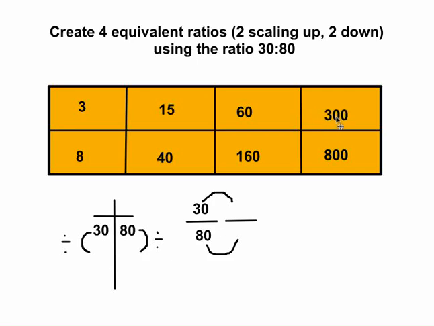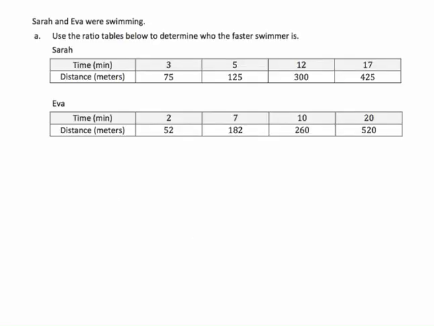It's useful when we start moving into the next task, which is starting to compare ratios that don't show that common relationship. An example of this is the next problem, which says use the ratio tables to determine who the faster swimmer is. At top we see Sarah, and it gives the distance she swims in meters over different time periods. It shows how far she swims after 3 minutes, 5 minutes, 12 minutes, 17 minutes. Same thing with Eva, but her times are 2 minutes, 7 minutes, 10 minutes, and 20 minutes.